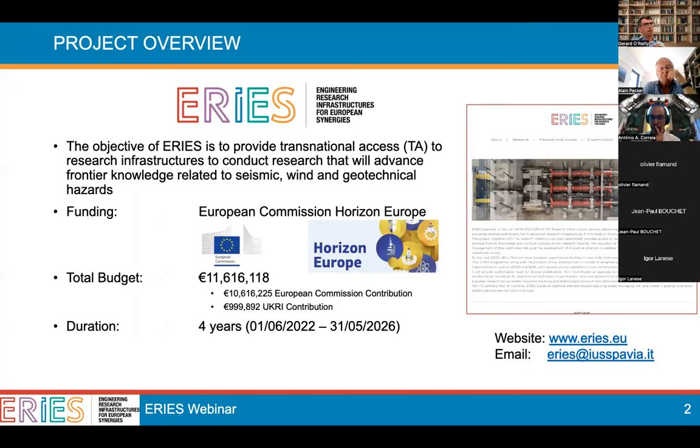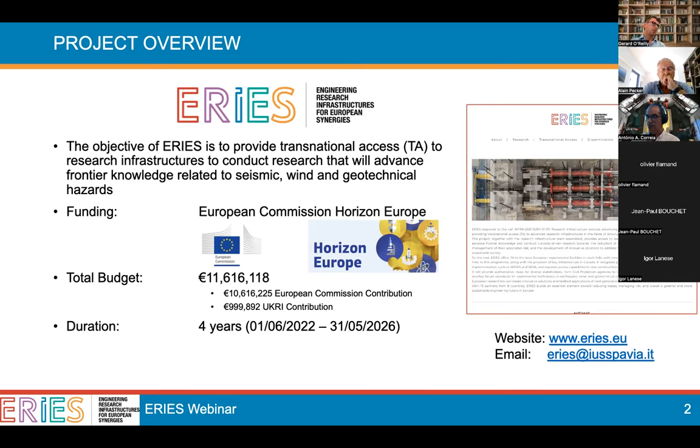In any case, the project, what is the project? It's quite a large project and quite a strange project in the sense of how it's structured and how it operates. But the main objective is to provide transnational access to research infrastructures. And the objective then is to conduct research that will advance frontier knowledge related to seismic, wind, and geotechnical hazards. So there's a little bit to unpack there, and we'll get through that in the next few slides.